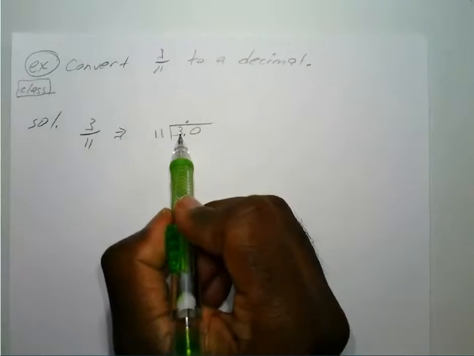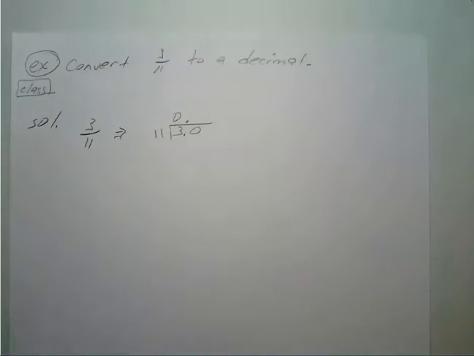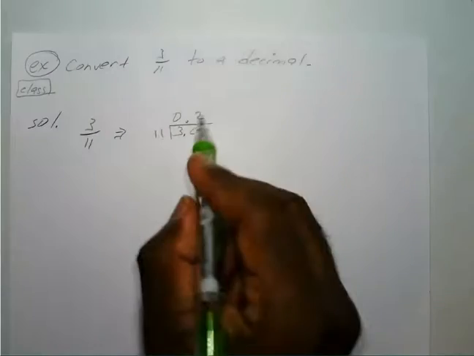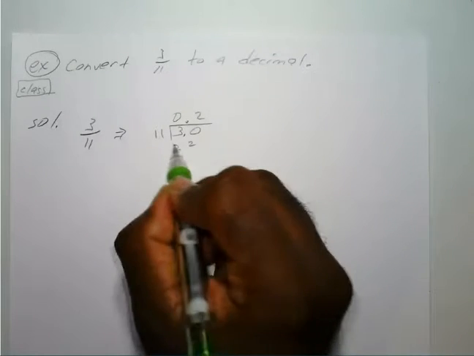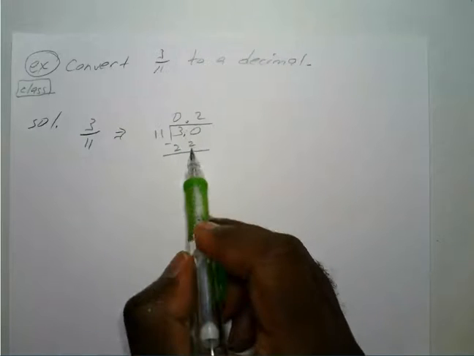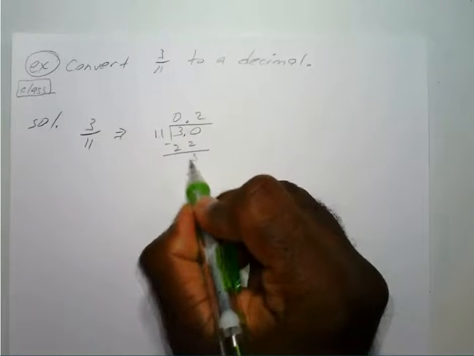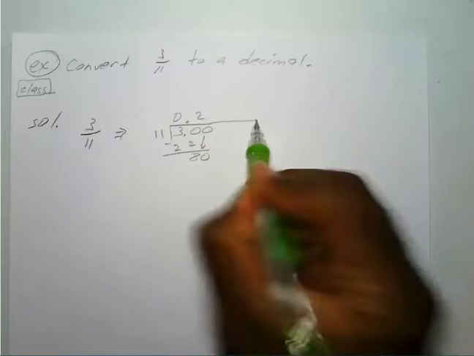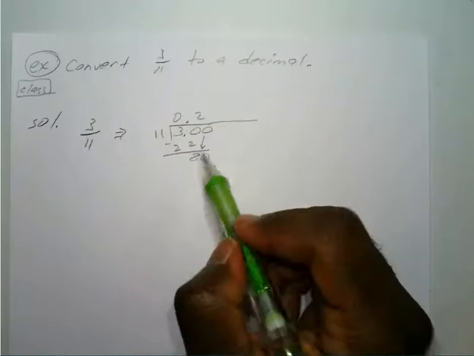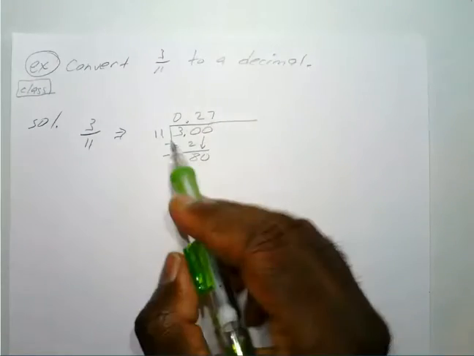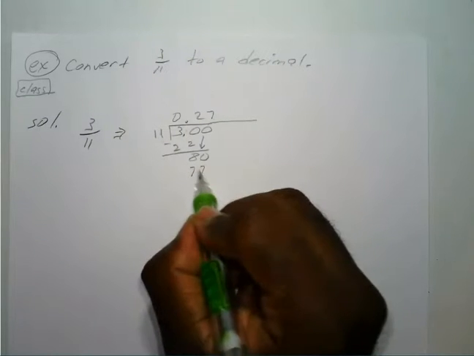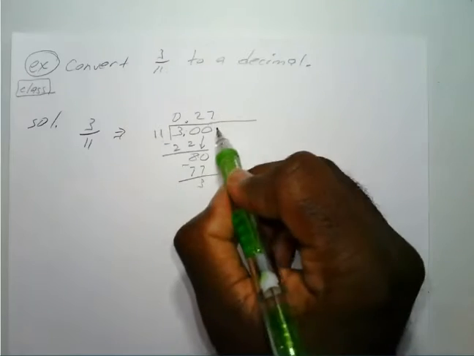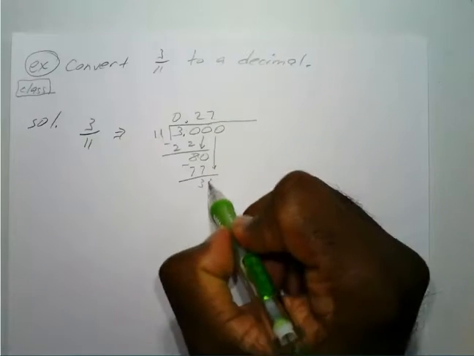So 11 doesn't go into 3, so make that 0. 11 goes into 30 2 times. 11 times 2 is 22. 30 minus 22 is 8. So we're going to go ahead and add another decimal digit 0 and make that a little longer. 11 goes into 80 7 times. 11 times 7 is 77. 80 minus 77 is 3. We go ahead and we add another 0.